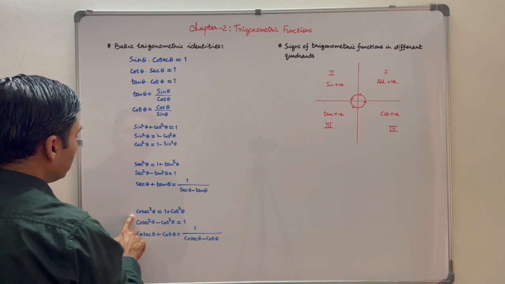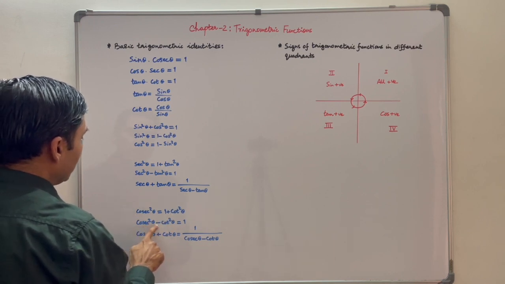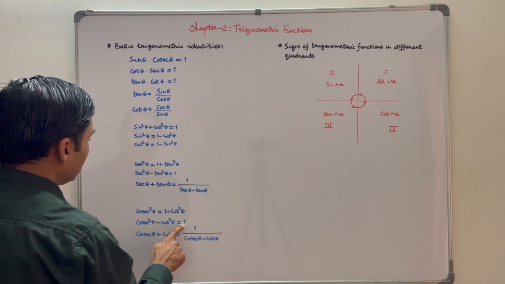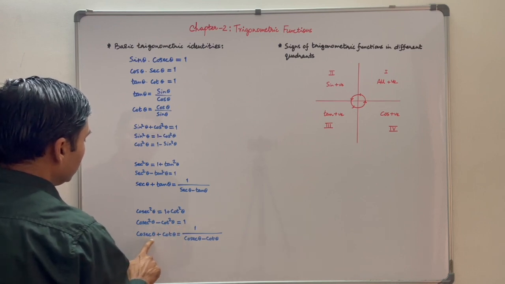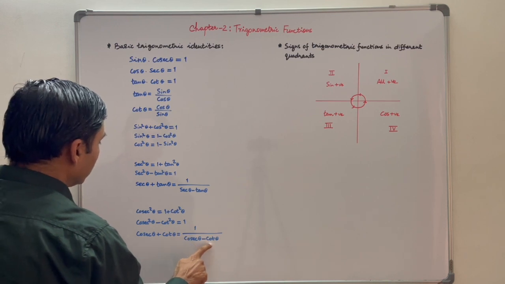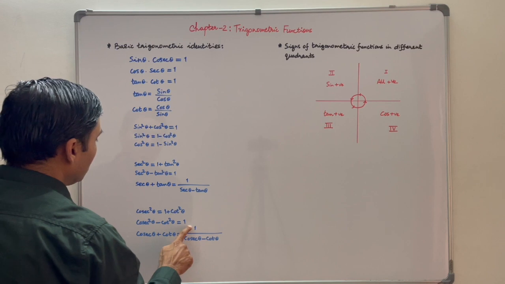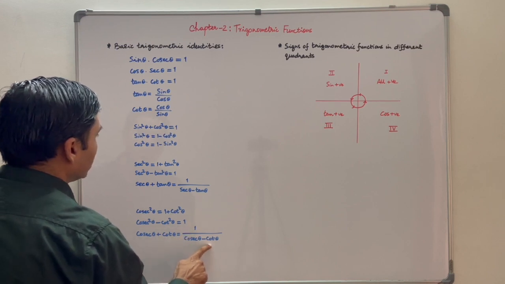Cosec square theta is equal to 1 plus cot square theta, or cosec square theta minus cot square theta is equal to 1. Cosec theta plus cot theta is equal to 1 upon cosec theta minus cot theta, or cosec theta minus cot theta is equal to 1 upon cosec theta plus cot theta.